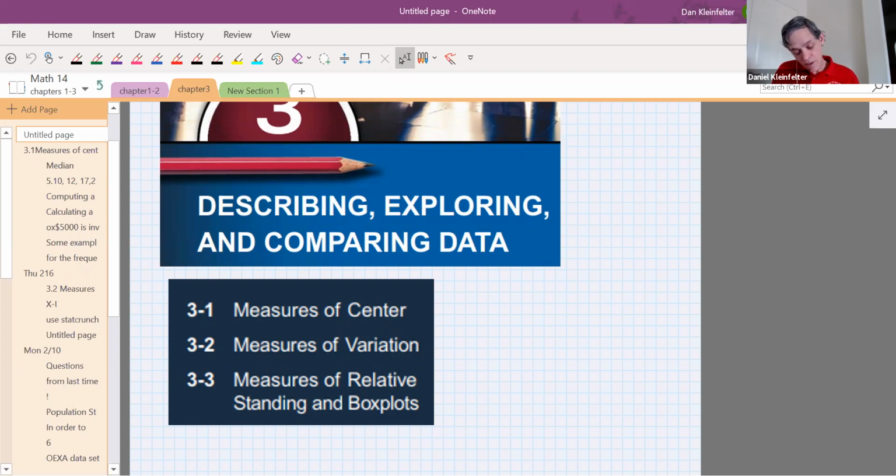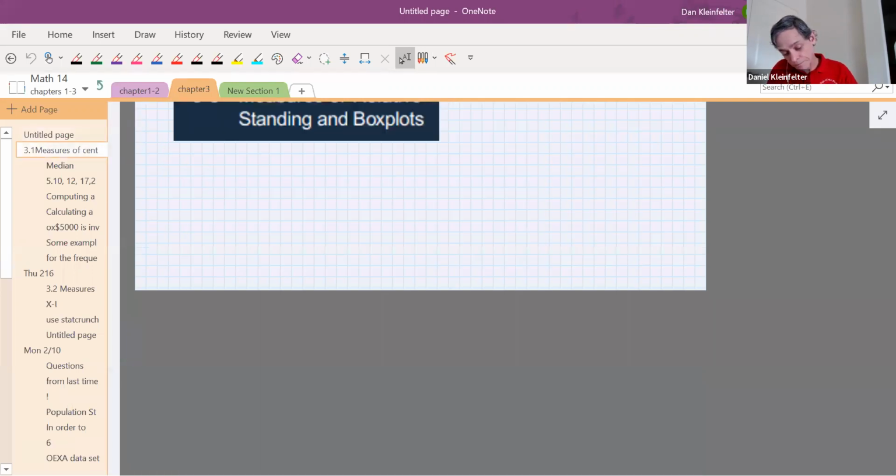And then section 3.3 is measures of relative standing and box plots. The measures of relative standing are basically about things such as percentiles, which are ways of describing how one data value compares to the rest of a set of data values. And then box plots are another visual representation that uses some of the values that we've calculated throughout the chapter. All right, so let's go ahead and get started with measures of center.